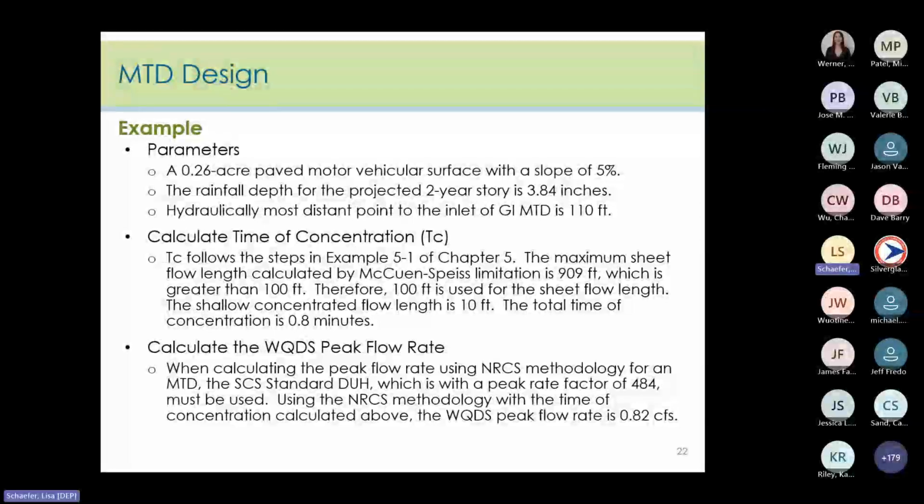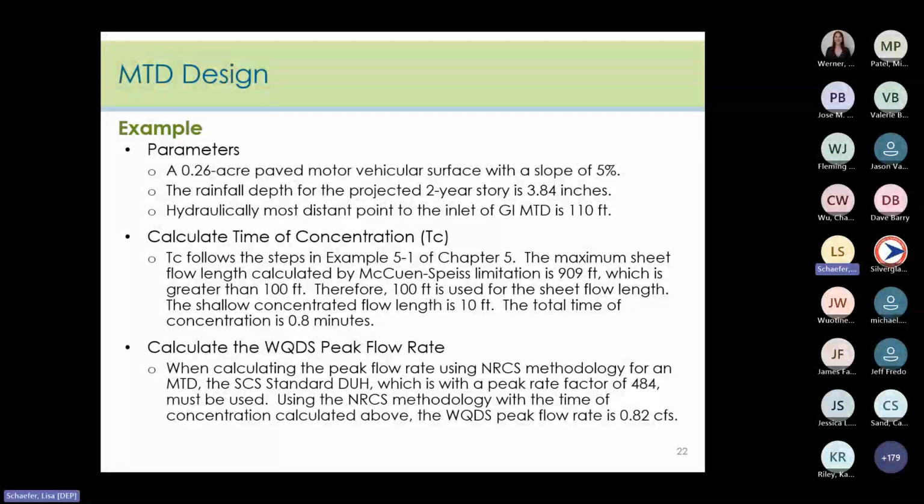Then we're going to calculate the maximum sheet flow length using the formula for the McEwen-Speece limitation that's found on page 24 in chapter 5. In this case, it's equal to 909 feet. However, remember, the maximum sheet flow length should not exceed either that which we calculate under McEwen-Speece or 100 feet, whichever is shorter. So in this case, we're going to use 100 feet. For our stated flow path length of 110 feet, that leaves just 10 feet of shallow concentrated flow. So doing all of this, T sub C is calculated to be 0.8 minutes.